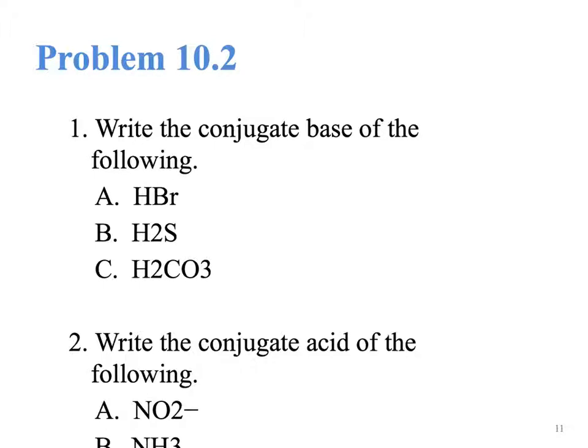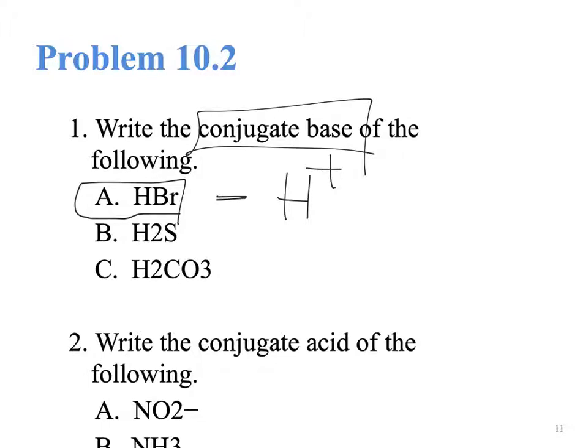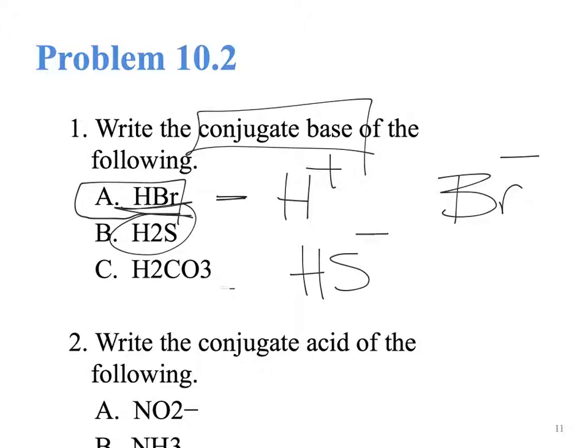So let's write the conjugate base of each one of these. Remember that a base is something that will accept a proton. So we will treat each one of these as an acid, meaning that we'll subtract a H plus. If we subtract H from here, we'll get Br negative. If we subtract here, we'll end up with just 1 negative, and in here it will be HCO3 negative.